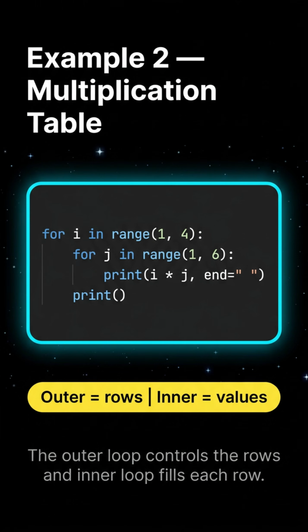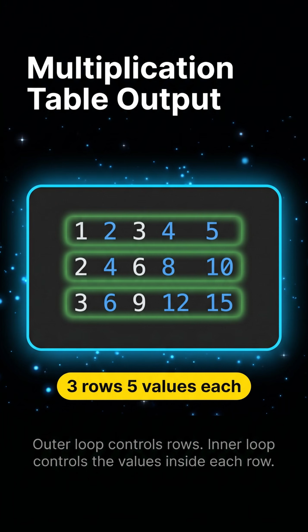Let's understand this with a real-life example. Imagine a school. There are 3 classrooms, and each classroom has 5 students. The teacher first enters classroom 1 and checks all students, then classroom 2, then classroom 3. This is exactly how nested loops work.